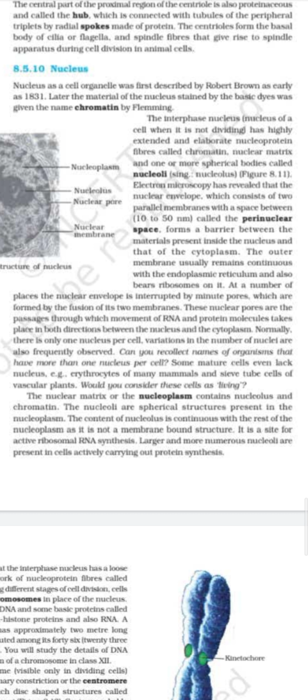Later on, the material of the nucleus that was stained by the basic dye was given the name chromatin by Fleming. The interphase nucleus, when it is not dividing, is highly extended and elaborated into nucleoprotein fibers called chromatin. Next, there is a perinuclear space. This perinuclear space forms a barrier between the materials present inside the nucleus and those of the cytoplasm.